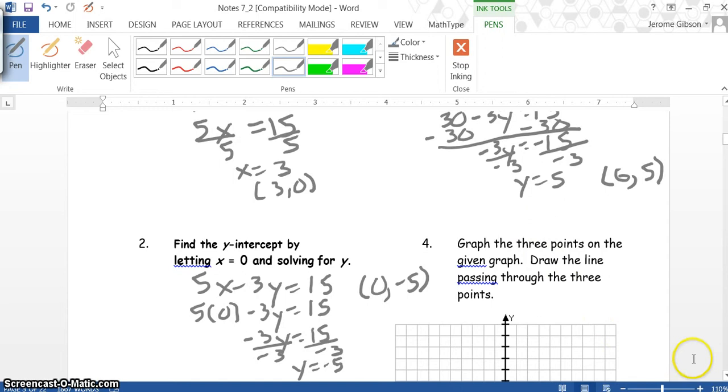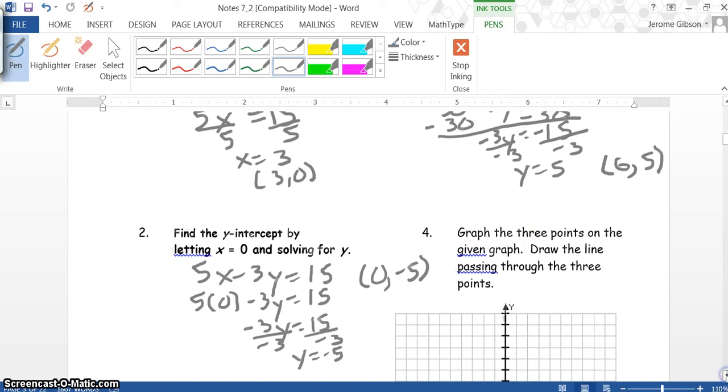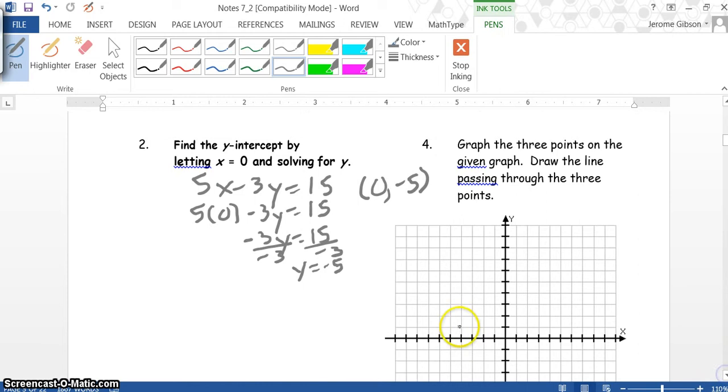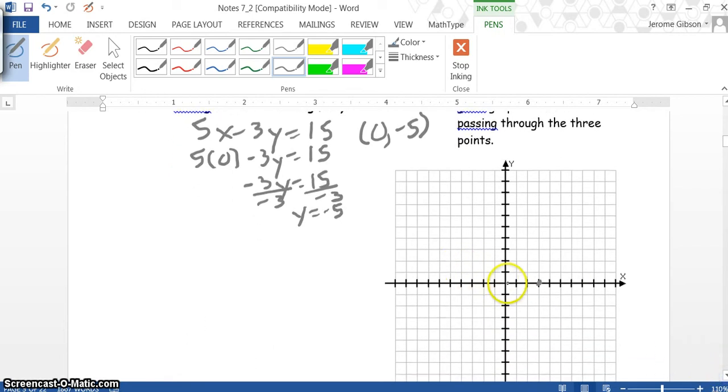Now we have our 3 ordered pairs. Now we want to graph this. So first thing we would do is go to the origin. And we know that our x-intercept was 3, 0. So we'll go to the right 3, plot our point here. Now with our y-intercept, we have 0, negative 5. We go to the origin and plot 0, negative 5. So we know we don't move on the x-axis, but we go down 5.